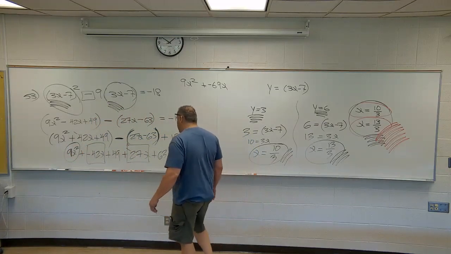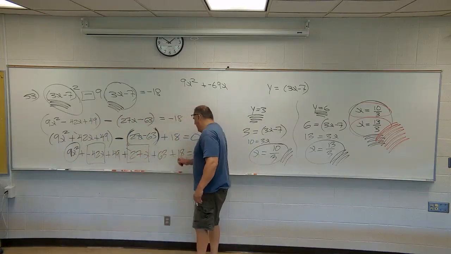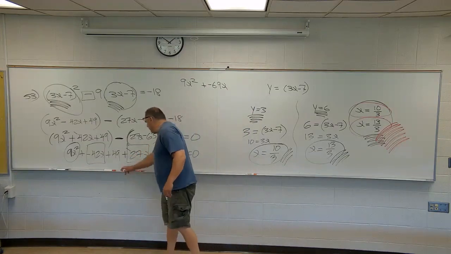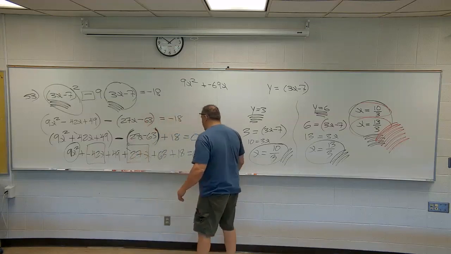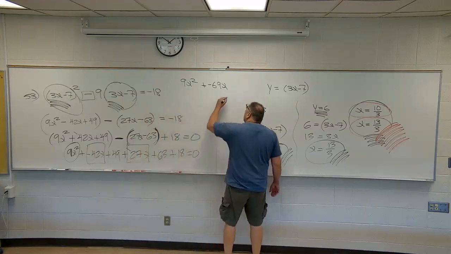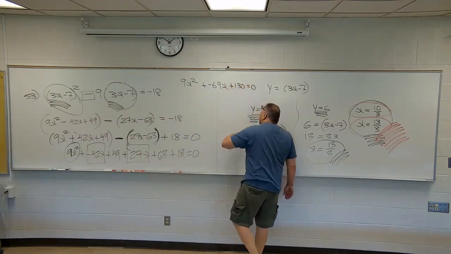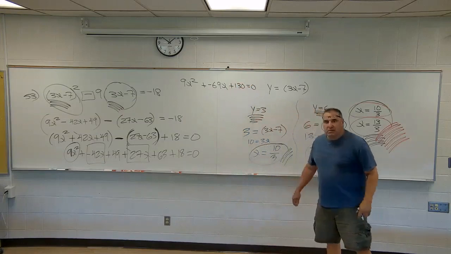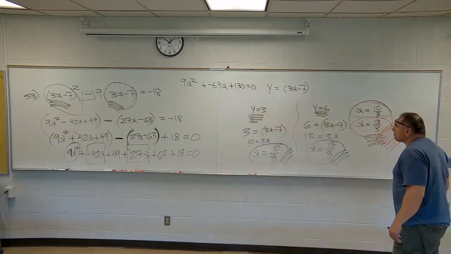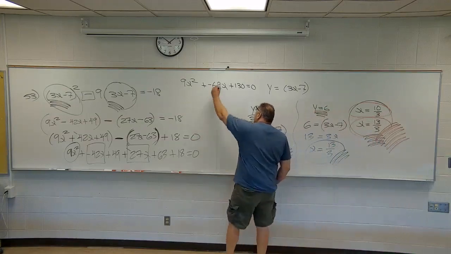Why don't you add the 49, the 63, and the 18? 49 and 63 is 112, plus 18 is 130. Well, it's a little more manageable. It's a little bit better than it did. So that's an interesting problem. This is what you're solving.